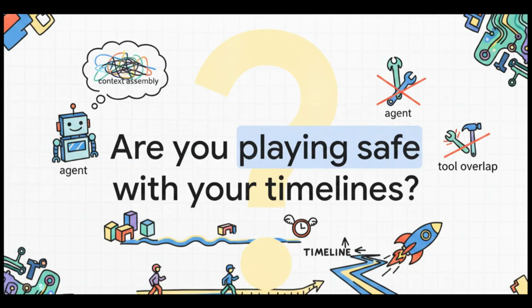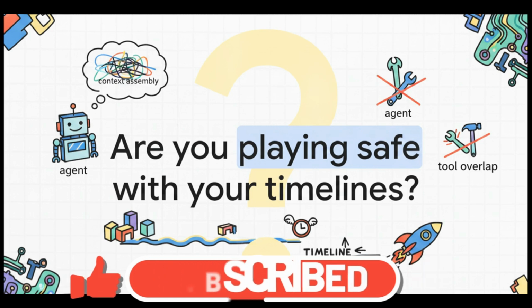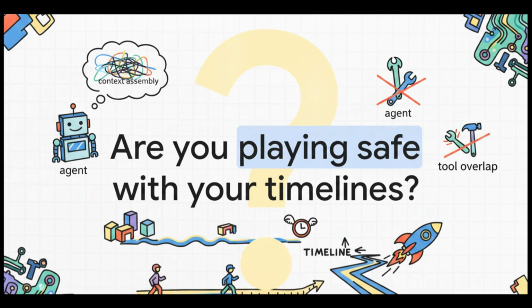Which leaves us with a really critical question for your own work. As you take these architectural lessons back to your development cycles, as you simplify your agents, invest heavily in context assembly, and ruthlessly cut down tool overlap, look at your current project roadmap. Ask yourself, are you playing it too safe with your engineering timelines?